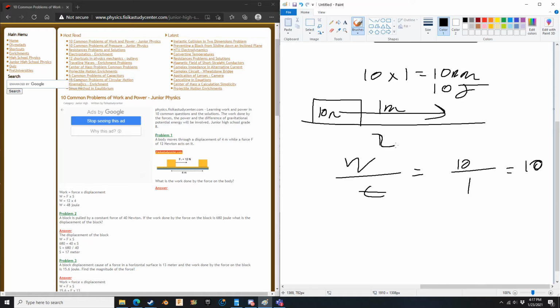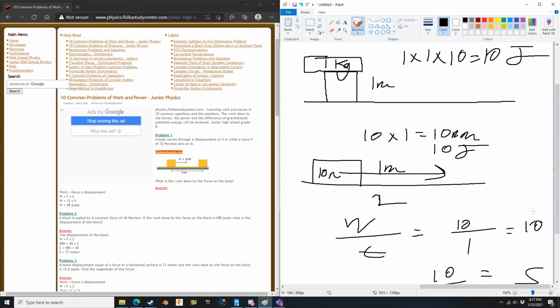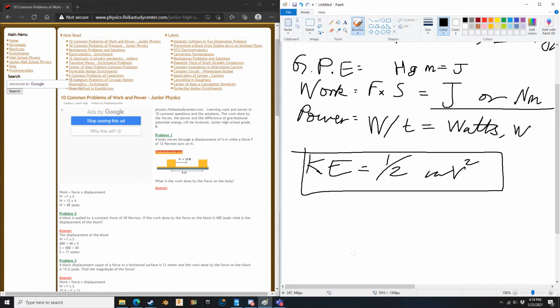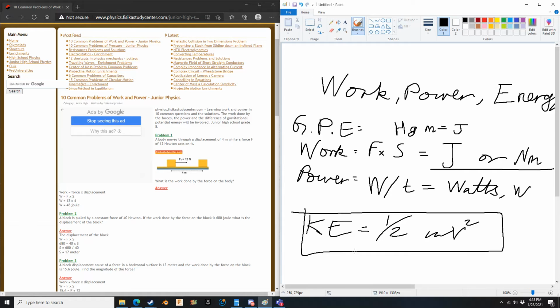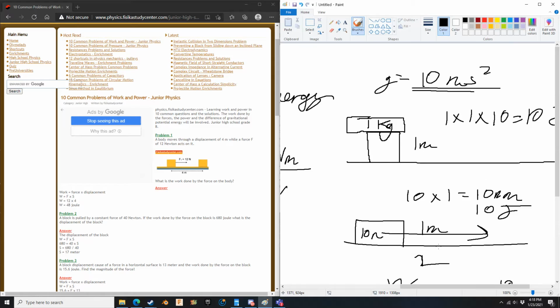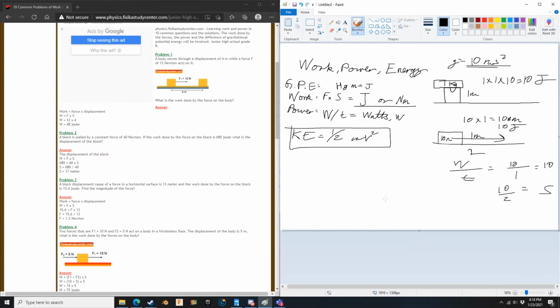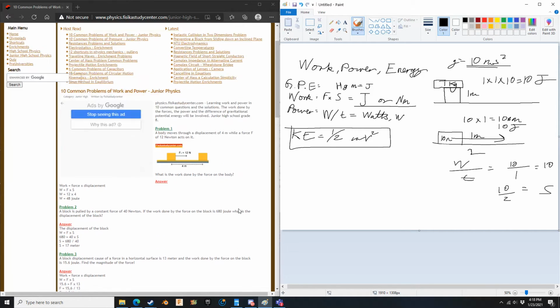If it took me 2 seconds instead, it would be 10 over 2, which would be 5, which is less because it's division, so it is inversely proportional. Time is inversely proportional to power. If you increase time, power will go down. If you increase power, then time should go down. So let's look into the questions.